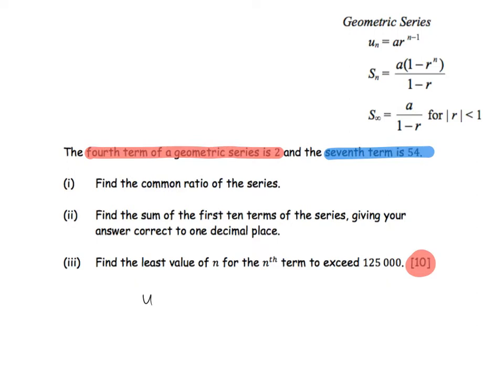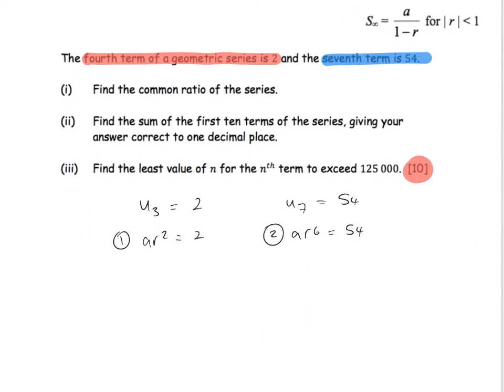It would be U3 is equal to 2 and then U7 is equal to 54. Write that as geometrics would be AR squared equals 2 and then AR to the 6 equals 54. And then the best way to solve geometrics is through division. So we'll divide those. We're going to get 2 divided by 1 because we like to get the bigger power, this guy, above that one, so it'll cancel down a bit nicer. So AR to the 6 over AR squared equals 54 divided by 2.